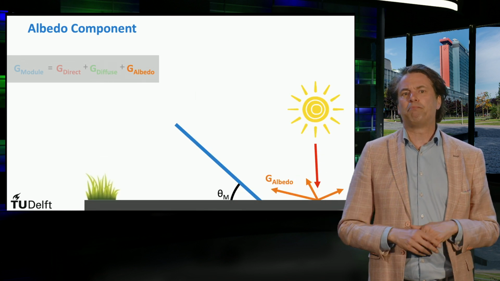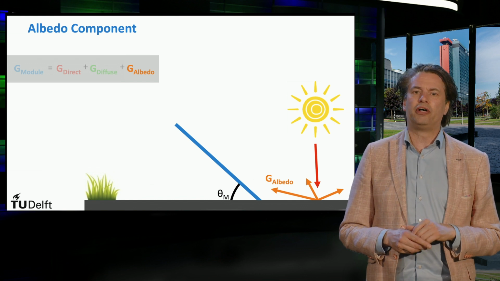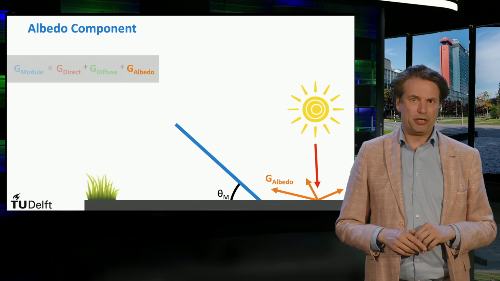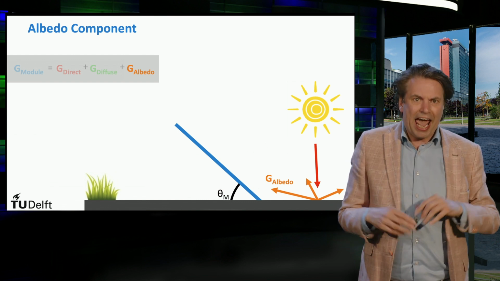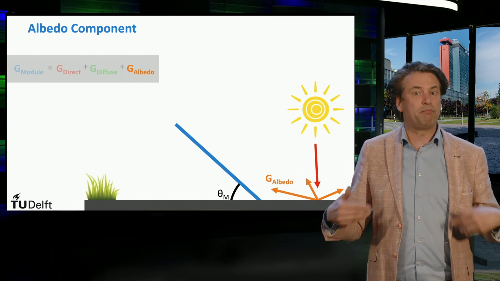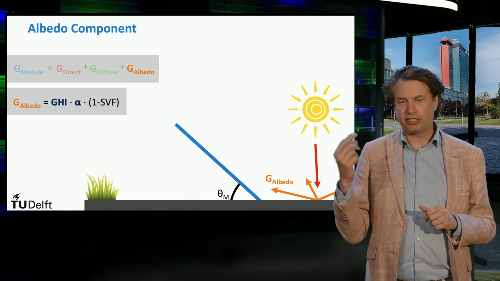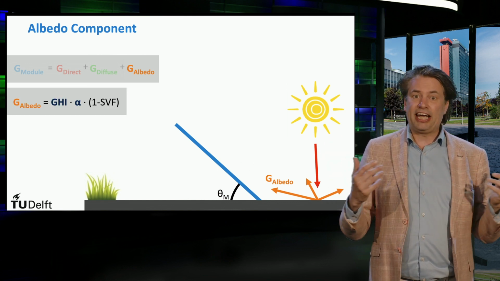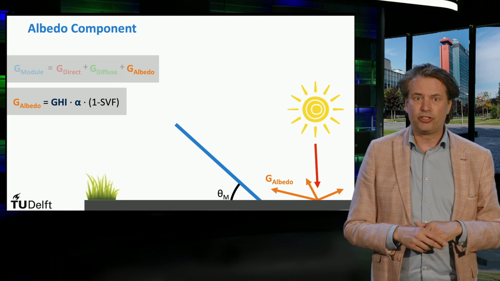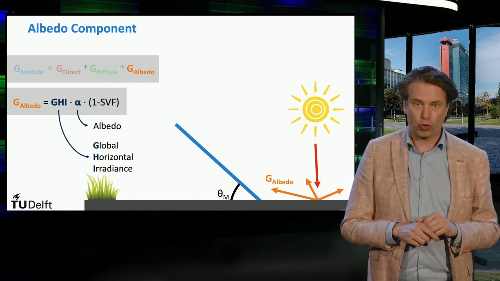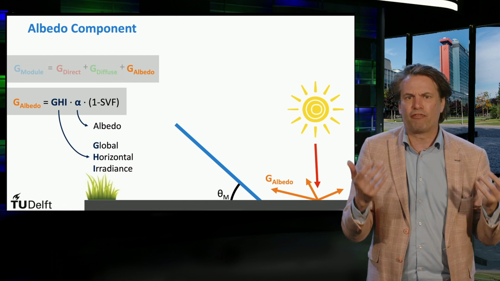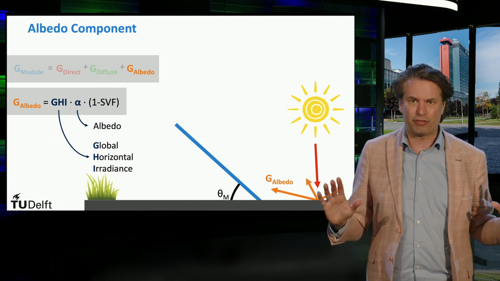The last component that makes up the irradiance incident on the module is the albedo. The module receives radiation that is reflected from the ground and the surrounding environment, which can be approximated by this equation. GHI, as we have already seen, is the global horizontal irradiance, and alpha is the albedo coefficient, which expresses the reflection from the ground and the environment.